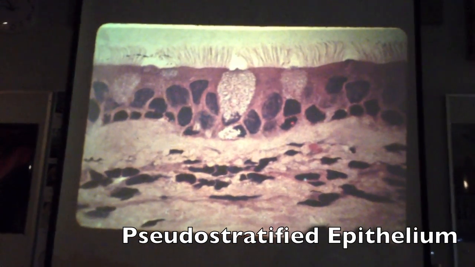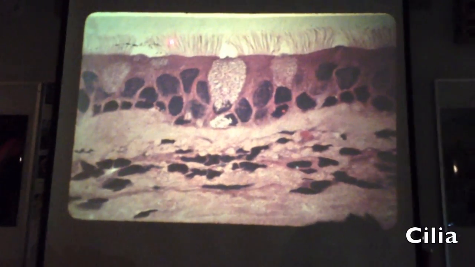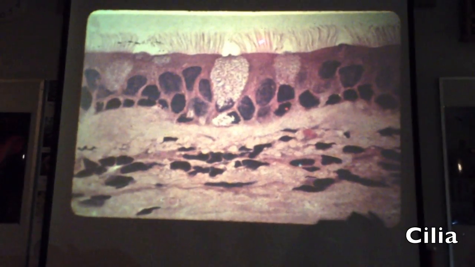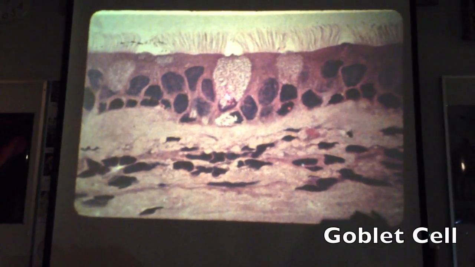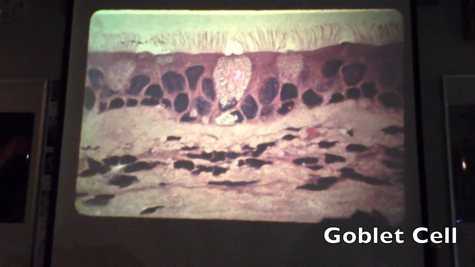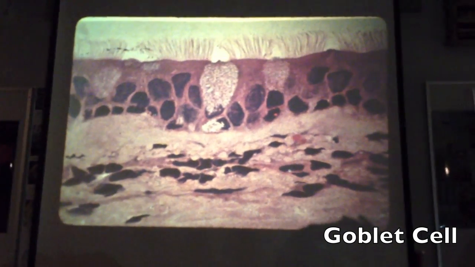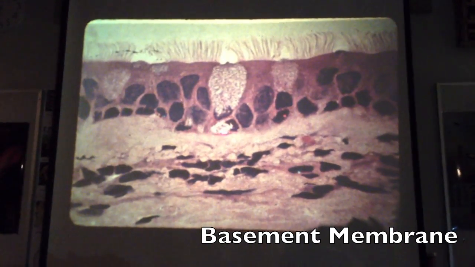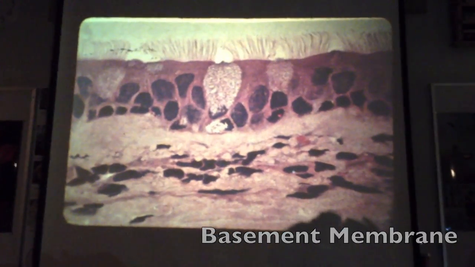Okay. What's this tissue? Pseudostratified epithelium, right? And what are these things at the top? Cilia. And then this mucus-filled area? Goblet cell. All right, what would you find right along here? Basement membrane.